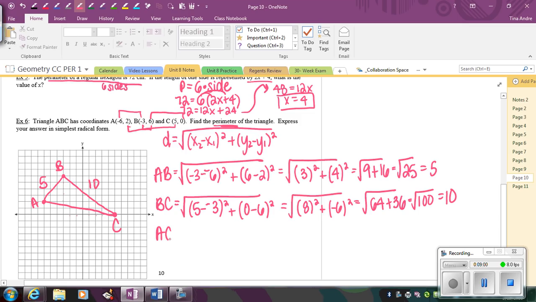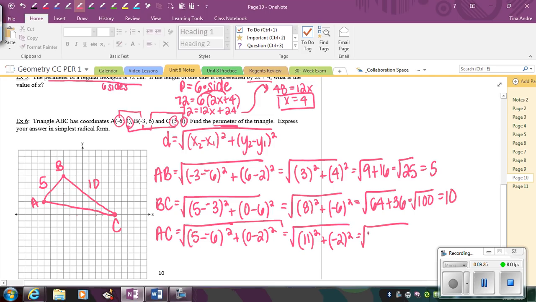So I'm going to label that one. And then the last one here is AC. So I have to do 5 minus negative 6. And then 0 minus 2. So this is going to give me 11 squared plus negative 2 squared. So this gives me 121 plus 4. So that's going to give me square root of 125.